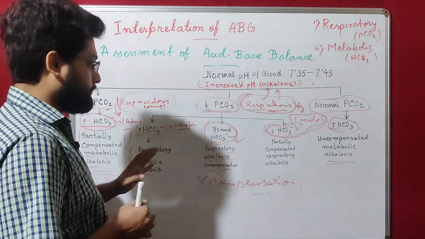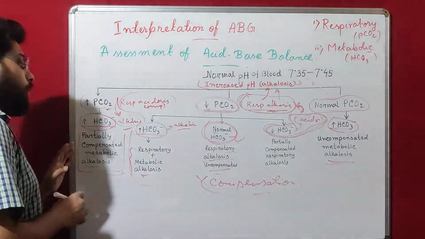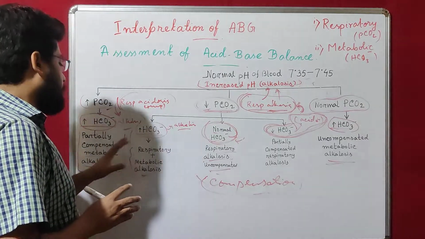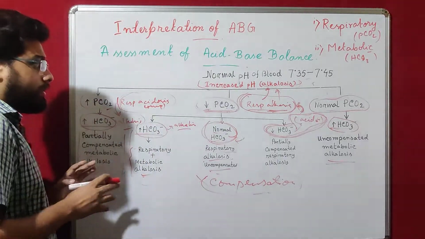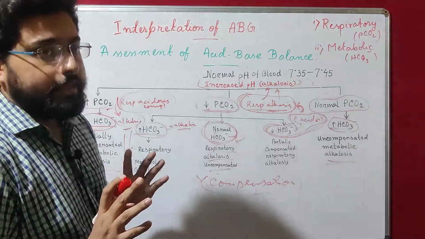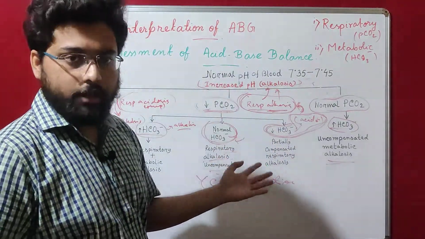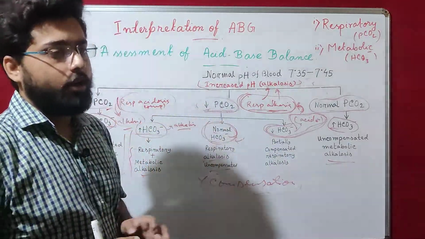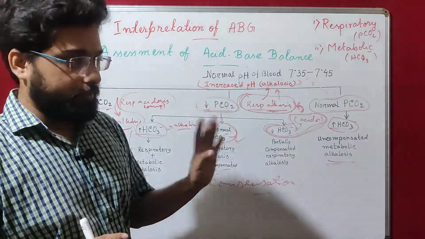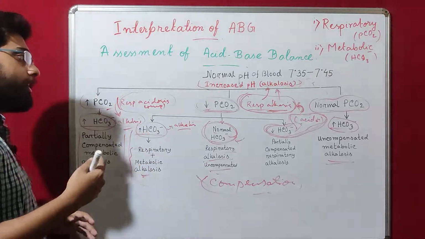So inside the OT, we will not see any compensated acidosis or alkalosis. There will be simply acidosis or alkalosis. Acidosis can be respiratory or metabolic, and alkalosis will be respiratory or metabolic. Just simply acidosis and alkalosis.